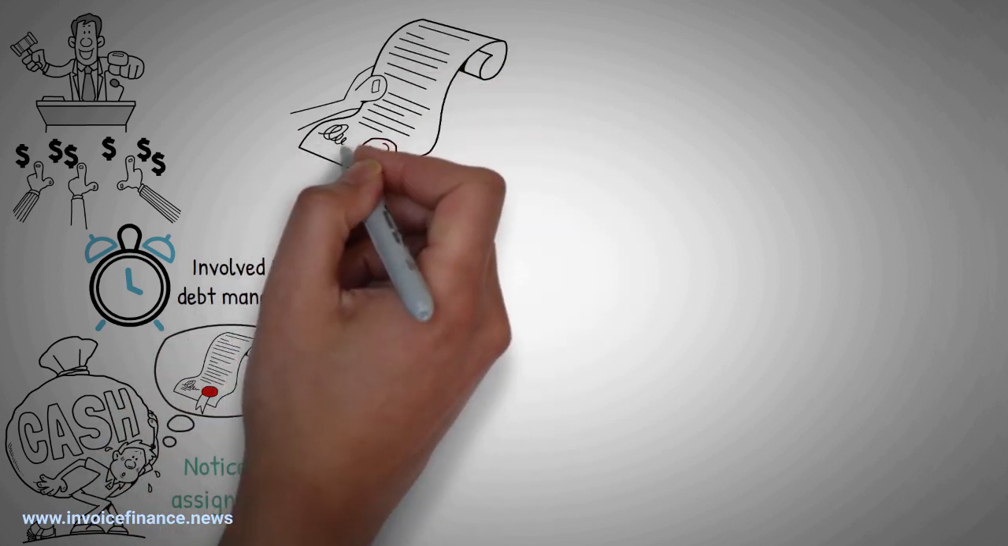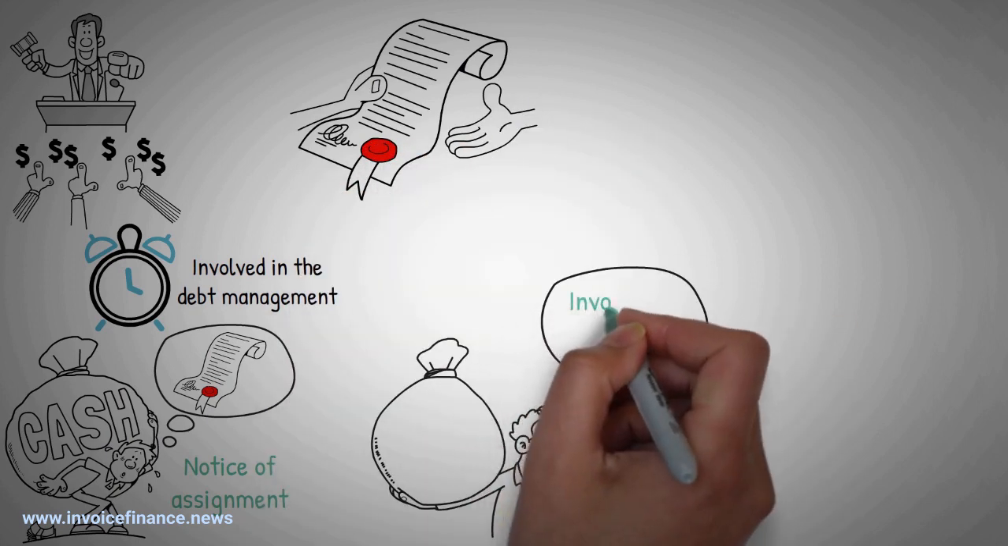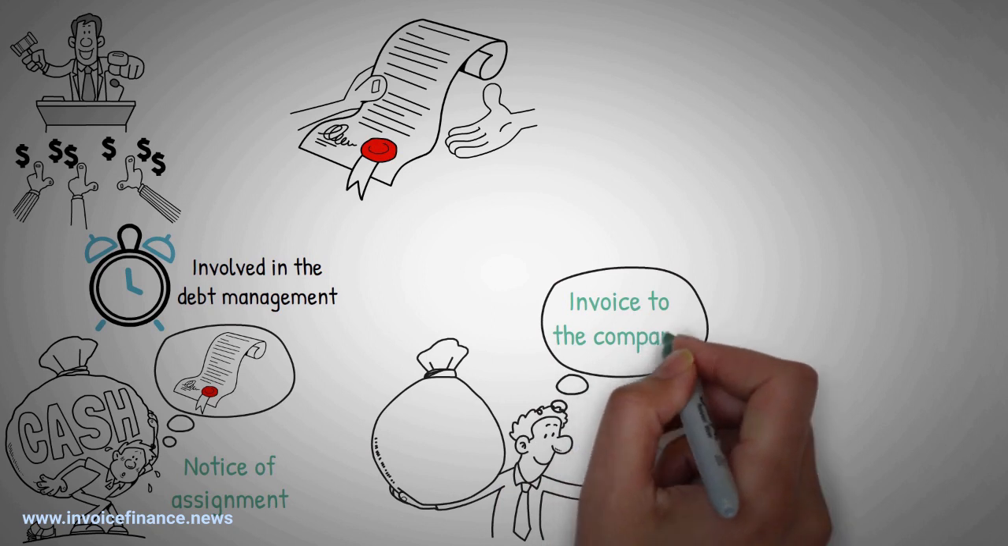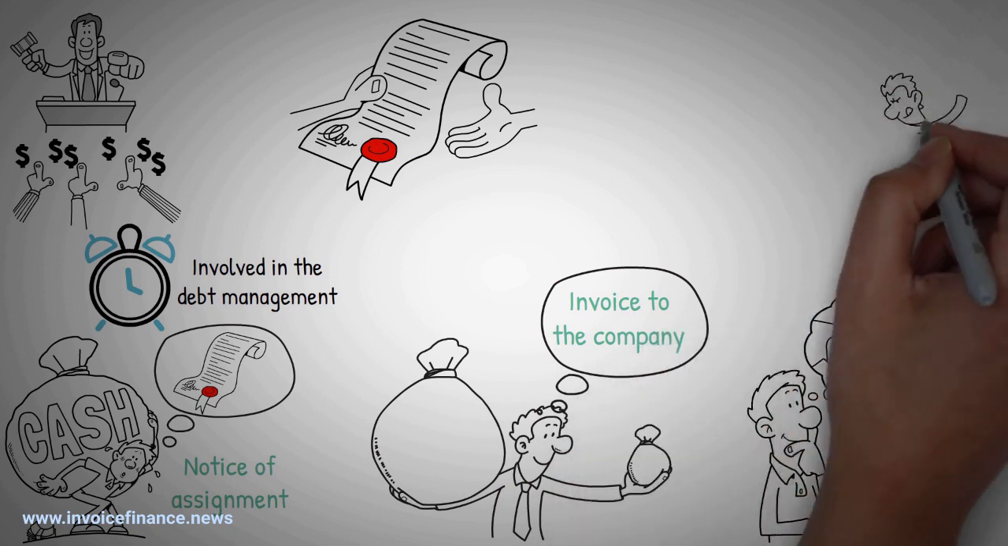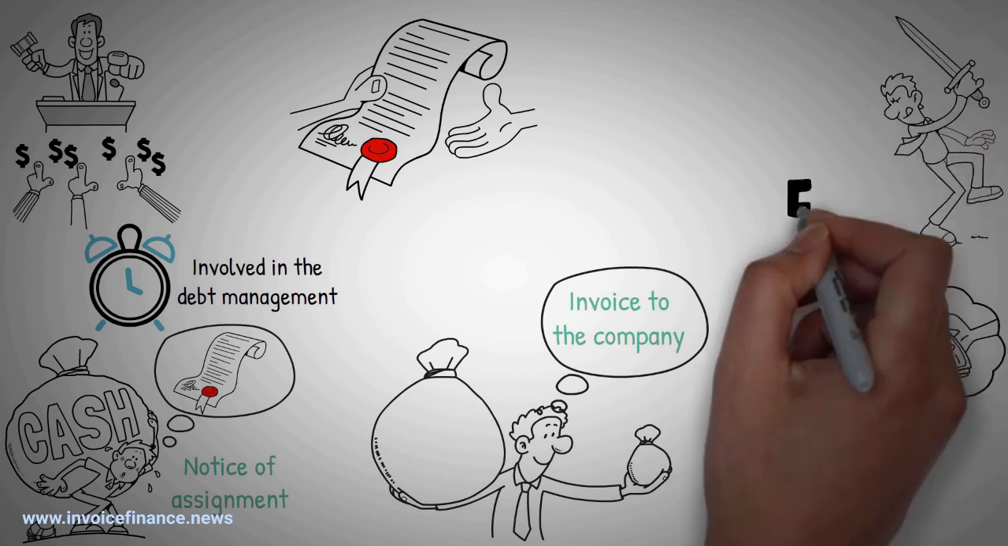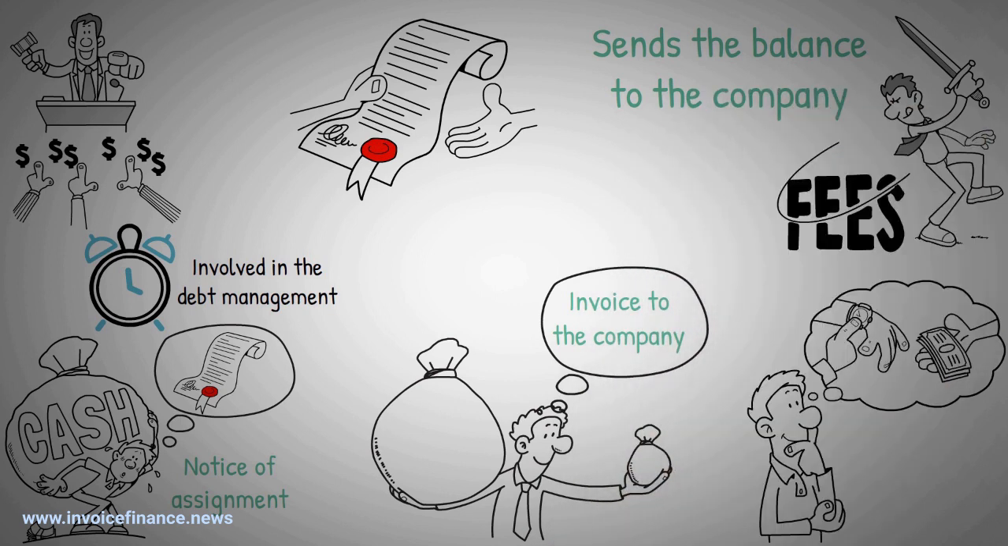The company sells the invoice to the invoice financier. The invoice financier pays some of the money due from the invoice to the company. When the invoice reaches payment date, the debtor will send payment to the invoice financier. The invoice financier, once he or she has removed fees, sends the balance to the company.